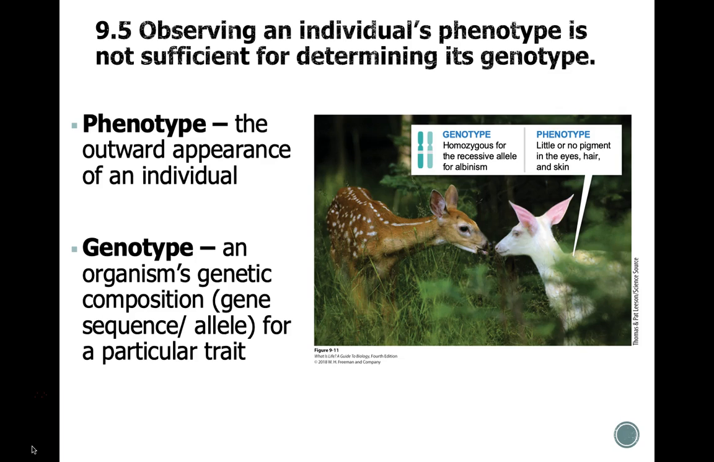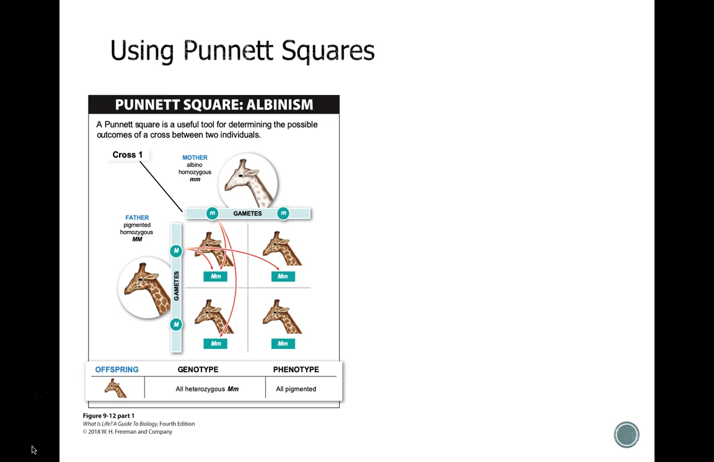But we can use the study of inheritance in order to deduce what the genotype of that individual might be. Now, this is not some super complicated thing to do. We actually have a quick little trick called a Punnett Square. You guys have probably done this if you've had biology in high school.